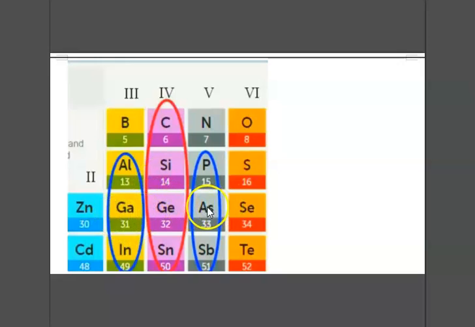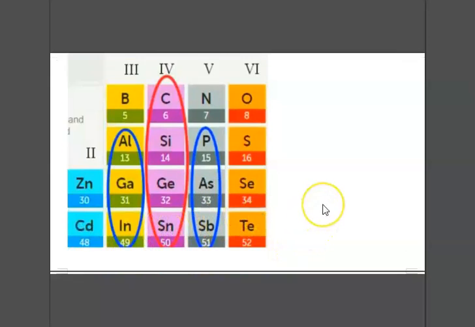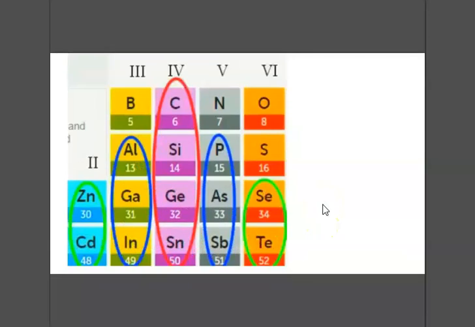Gallium arsenide, 3, 5. The average would be 4. The band gap of germanium is 0.67, but the band gap of gallium arsenide is 1.43, which is over twice as much. And the same holds for indium antimonide. It's much, much greater than the band gap of tin.